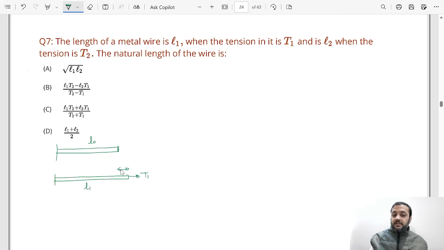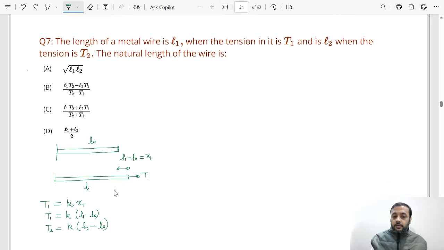So what is the extension in the wire? That is L1 minus L0. Correct. So using Hooke's law, we can write force is equal to spring constant, or force constant, into extension. That means K into L1 minus L0 equals T1. Along similar lines, when T1 becomes T2, then L1 will become L2 and X1 will become X2. So in place of T1 we can write T2, and L1 will become L2, and L0 is the natural length that will remain as it is.